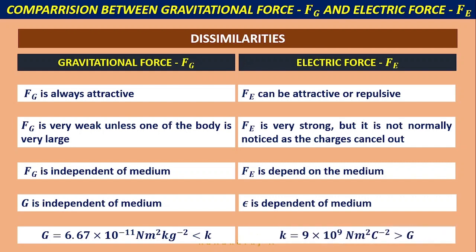The value of K is 9 into 10 power 9 Newton meter square coulomb power minus 2. This is very large compared to capital G. So the electrical force is larger.